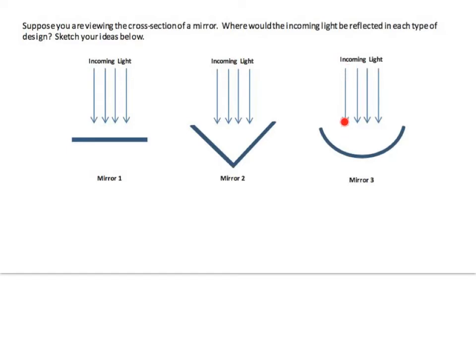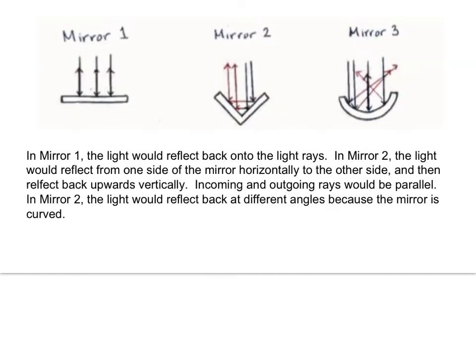When it bounces here, it's going to go out. You'll see on the next slide, I drew some. So in mirror 1, the light would reflect back onto the light rays. In mirror 2, the light would reflect from one side of the mirror horizontally to the other side, and then reflect back upwards vertically. Incoming and outgoing rays would be parallel. In mirror 3, the light would reflect back at different angles because the mirror is curved.